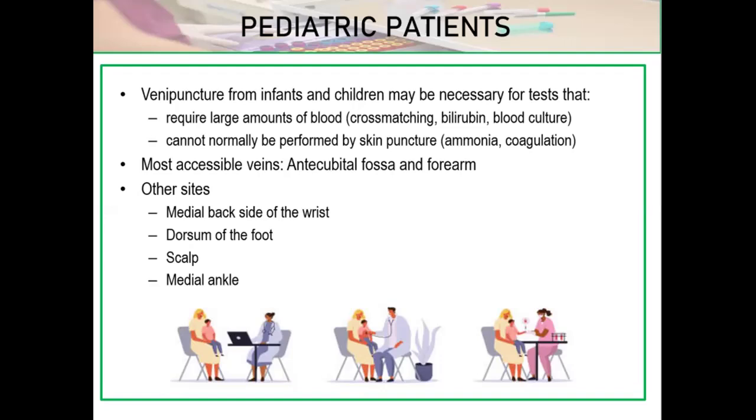The most accessible veins for our pediatric patients are the antecubital fossa and the forearm. Other sites that we can extract from are the medial backside of the wrist, the dorsum of the foot, the scalp, and the medial ankle.